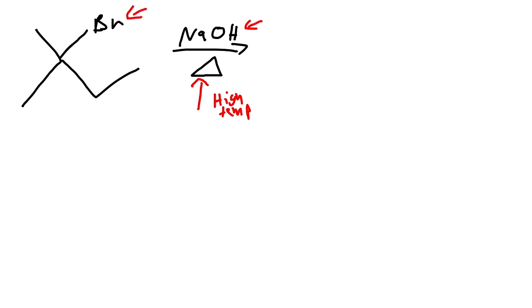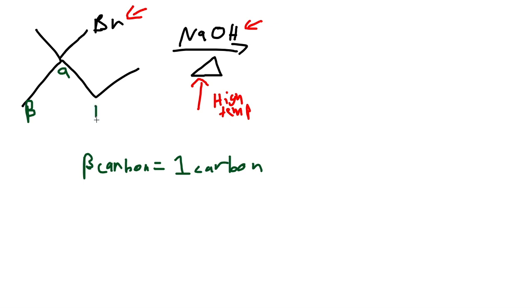E2 and SN2 again are very similar reactions. This is a one-step mechanism. Before we do that, we must see the beta hydrogens. We know this is the alpha carbon and this is the beta carbon. Beta carbon means one carbon away. So let me write that. Beta carbon means one carbon away, so beta hydrogen means one hydrogen away.